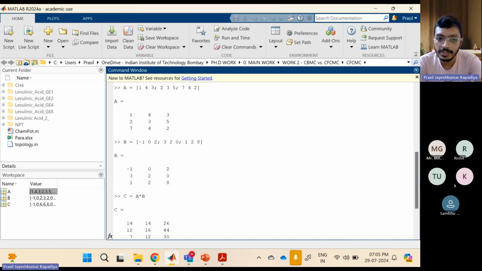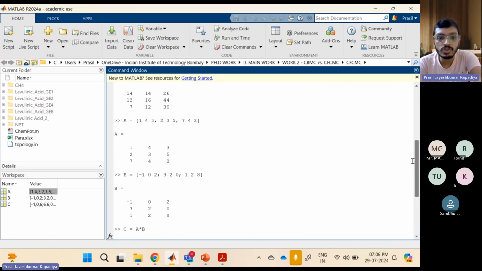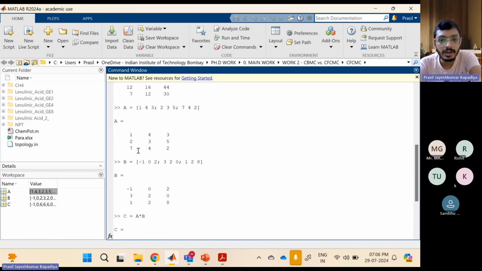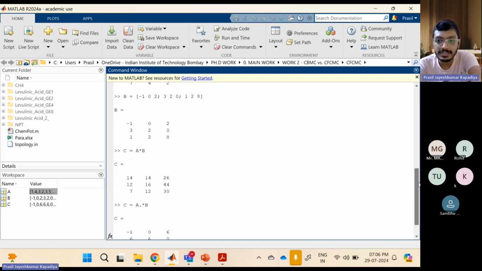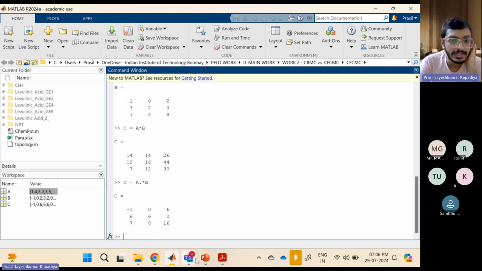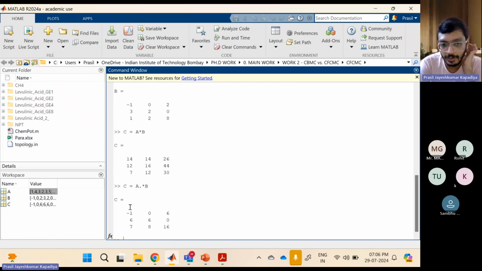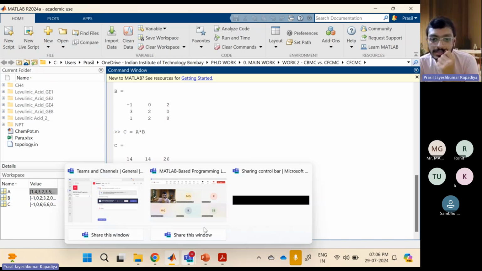1 into minus 1, 0 and 6. My first row should be minus 1, 0 and 6. My second row should be 6, 2 into 3, 6, 3 into 2, 6, 5 into 0, 0. So 6, 6 and 0 I should get. And in my last row, I should get 7 into 1, 7, 4 into 2, 8, and 8 into 2, 16. So I should get 7, 8, and 16. And this is not equal to my actual matrix multiplication A into B. We can see that these two both are completely different matrix. Okay, is this clear to everyone?